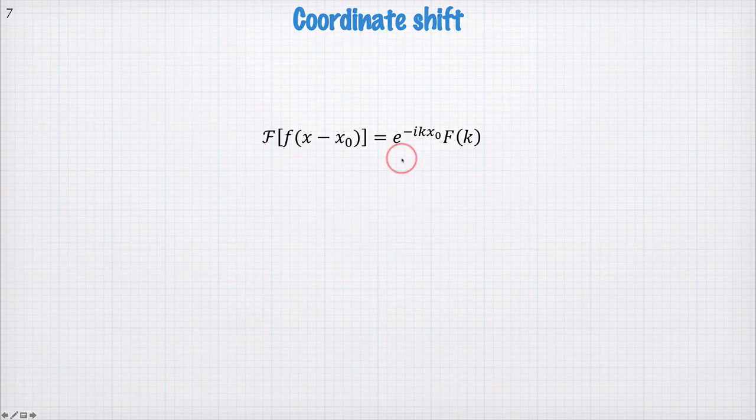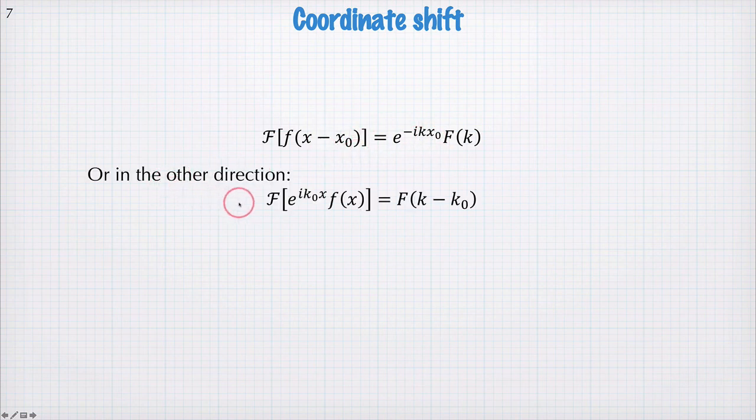The next feature of Fourier transforms is the coordinate shift property. So supposing we have a function here which we offset by some value x0, the Fourier transform of this offset function is just the Fourier transform of the function without the offset multiplied by a complex exponential e to the negative i k x0, where this is the offset here.